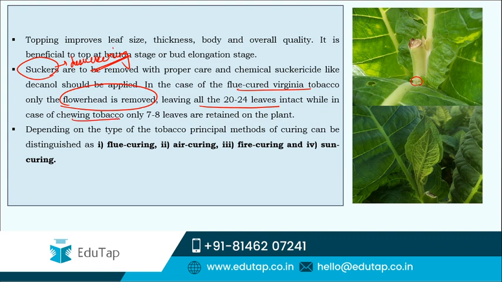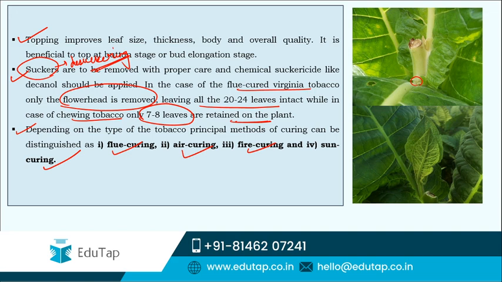While in case of chewing tobacco, only 7 to 8 leaves are retained on the plant as part of this topping. And here, I have given one more option. Topping we have covered, suckering, desuckering we have covered. One more option is curing. Curing is generally done in tobacco leaves, and there are four main types of curing. One is flue curing, air curing, fire curing, and sun curing, of which flue curing is the important one.